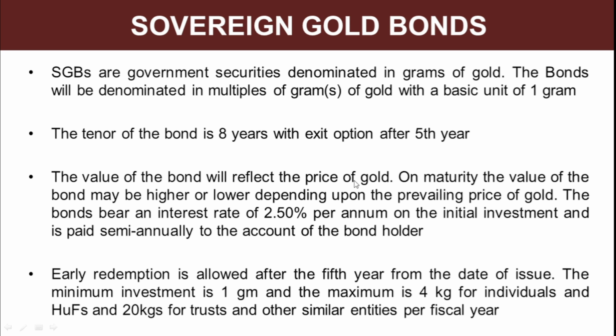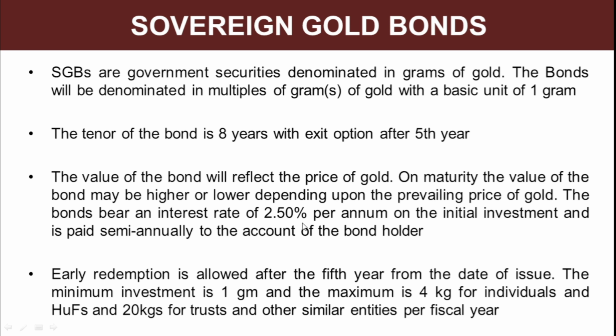The value of the bond will reflect the price of gold. On maturity, the value of the bond may be higher or lower depending upon the prevailing price of gold. So we know that gold prices also fluctuate in the market. So on maturity, the value may be higher or lower. So there is a risk involved, as in the fluctuations in the prices of gold.